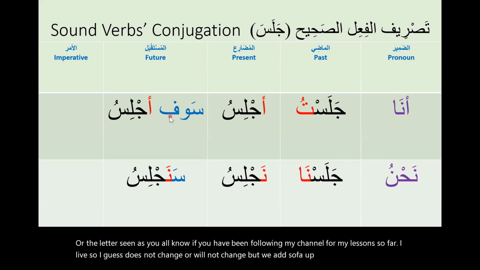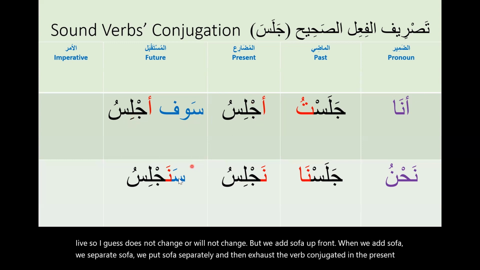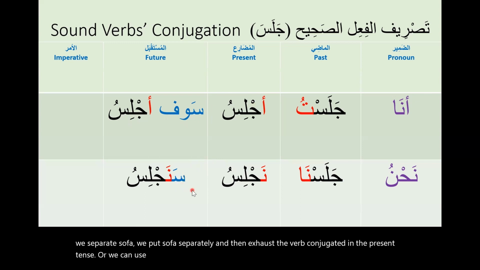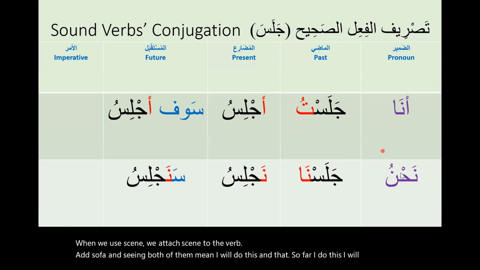When we add sawfa, we put sawfa separately, and then ajlus, the verb conjugated in the present tense. Or we can use sin, like sa'ajlus or sanajlus. When we use sin, we attach sin to the verb. And sawfa and sin, both of them mean will. I will do this. And sawfa ajlus, I will sit down.